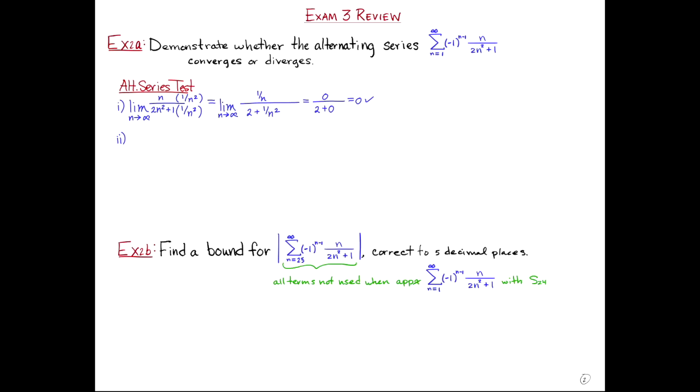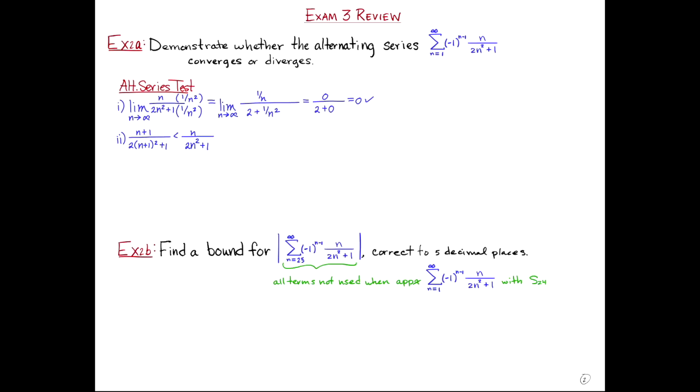Subbing n plus 1 into our b sub n, we have (n plus 1) over 2 times (n plus 1) quantity squared plus 1 less than n over 2n squared plus 1. If we had a 1 in both of these numerators, we could say this was clearly true for all n greater than or equal to 1. But since we don't, we can cross-multiply to show that this inequality is true instead.